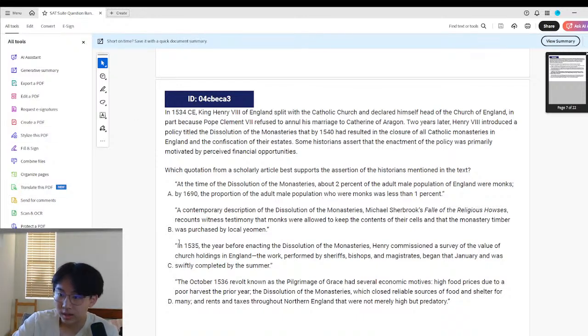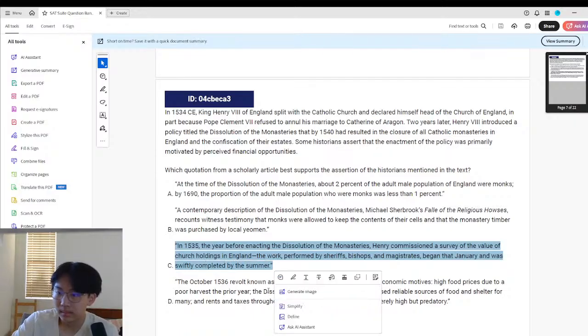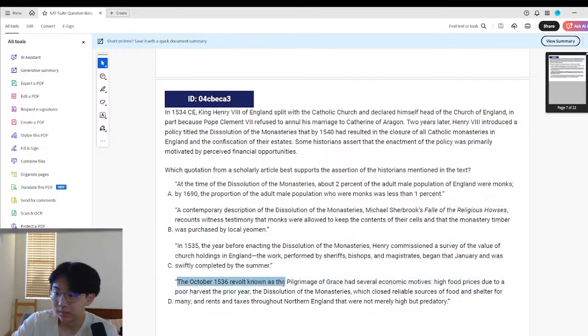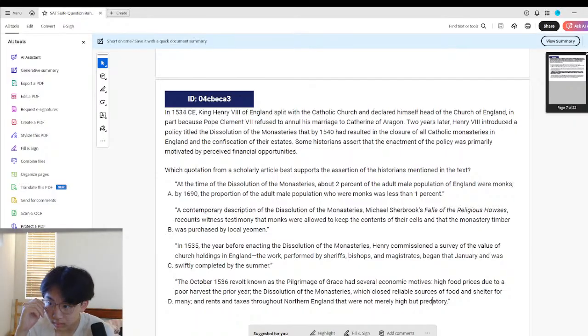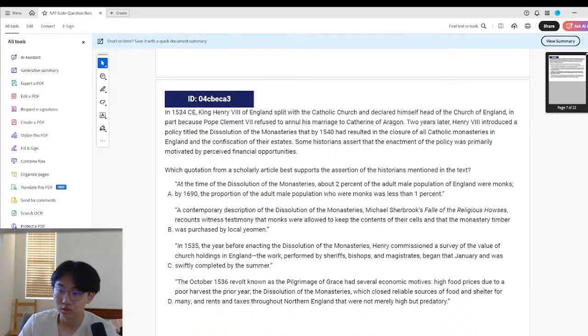1535 commission value of, okay, so 1536 pilgrimage, several economic motives. Okay, so this one directly discusses the economic motives, but again, this could be a little trap. So let's read it a little bit more closely.